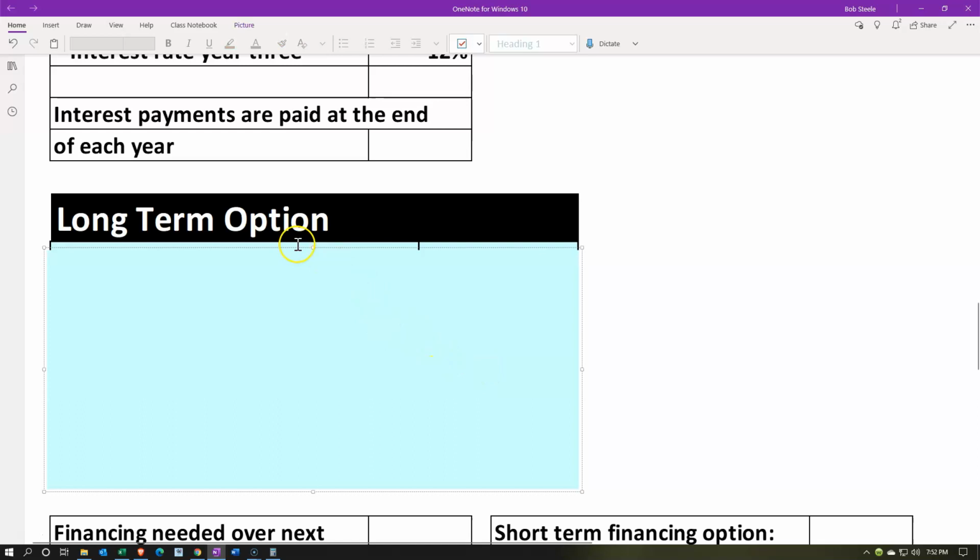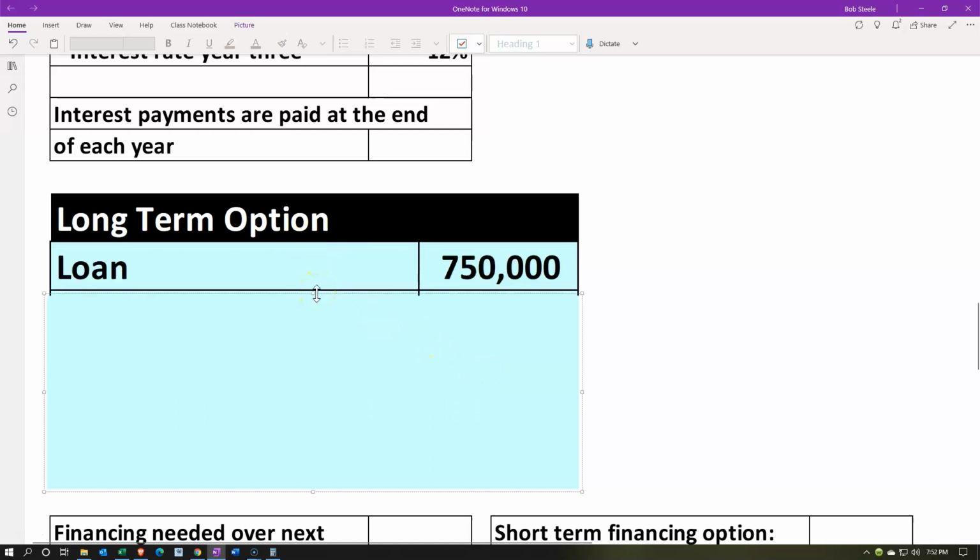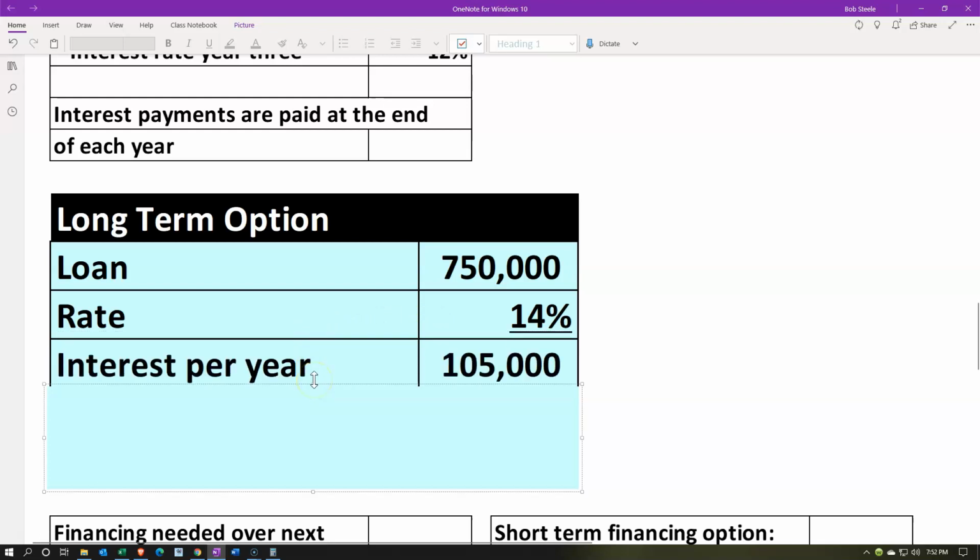So the long-term option, once again, is going to be the loan amount of the $750,000. We're going to times that times the rate. That's a yearly rate, 14%. That means we're going to be paying at the end of year 1, $105,000 for just the interest at that 14% interest rate. We're not paying back any of the principal. That's just the interest. That's the rent on the purchasing power of the money, just like the rent would be on a building or something like that.